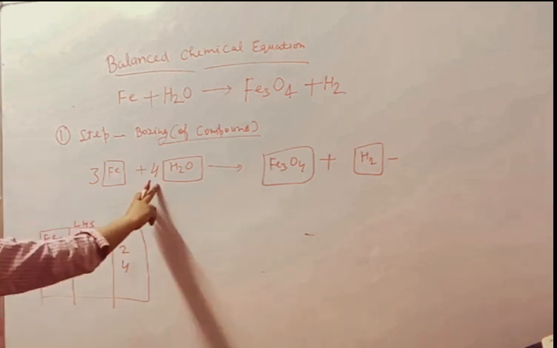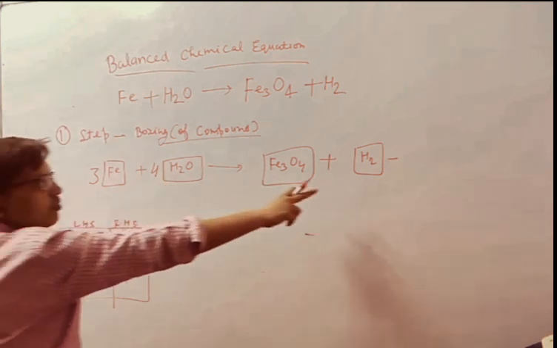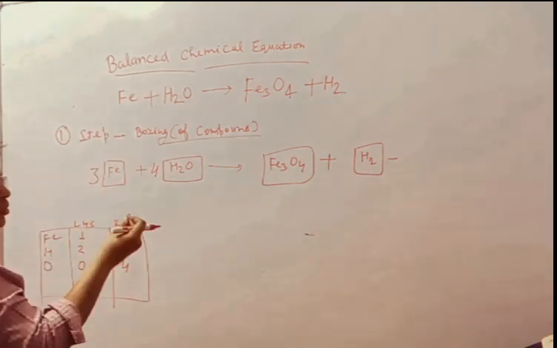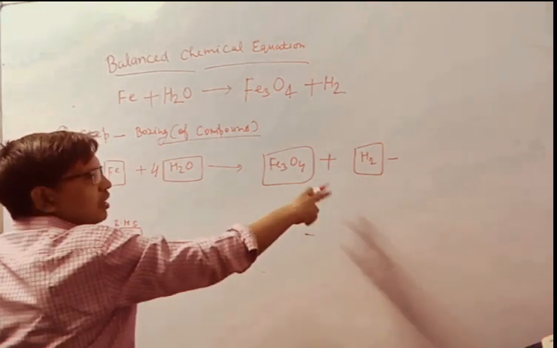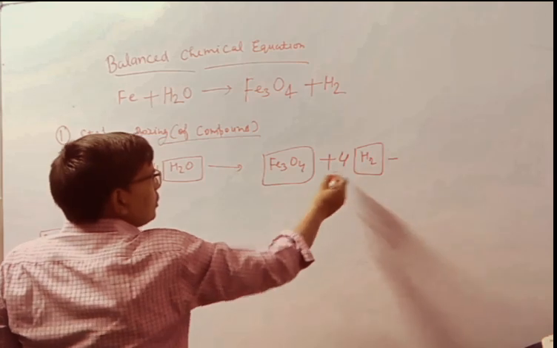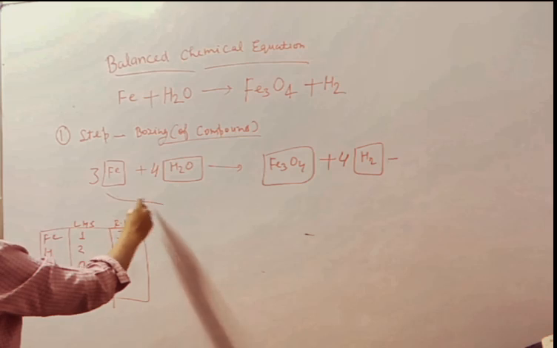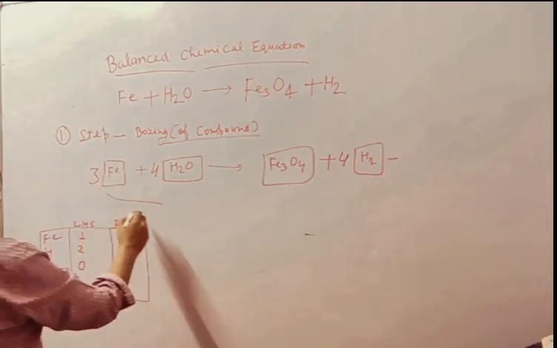But if we compare the number of hydrogen, 4 into 2, here is the 8 hydrogen. At the left hand side only we have 2 hydrogen. For this, we are going to multiply with the 4. If we multiply with the 4 at the reactant side hydrogen, then it will be 8. Next step, we will write down these numbers with the equation.